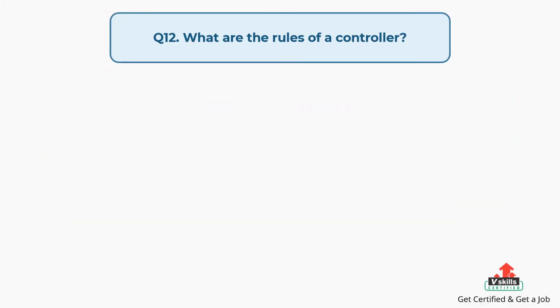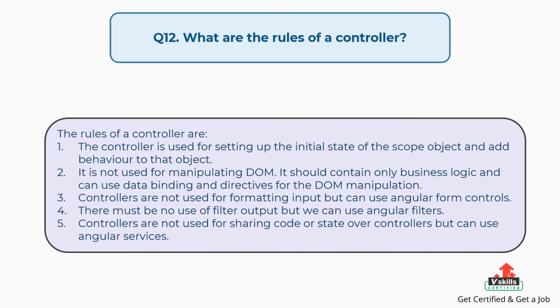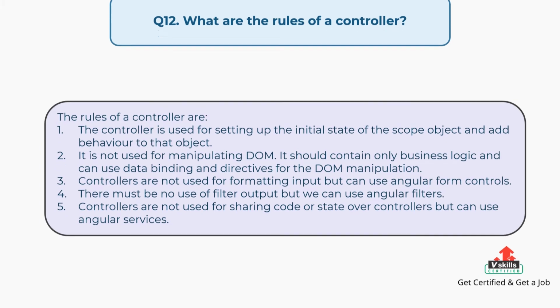Question number 12. What are the rules of a controller? The answer is: the rules of a controller are: firstly, the controller is used for setting up the initial state of the scope object and adding behavior to that object. Secondly, it is not used for manipulating the DOM. It should contain only business logic and can use data binding and directives for the DOM manipulation. Thirdly, controllers are not used for formatting input but can use Angular form controls. Next, there must be no use of filtering output, but we can use Angular filters. Lastly, controllers are not used for sharing code or state across controllers but can use Angular services.